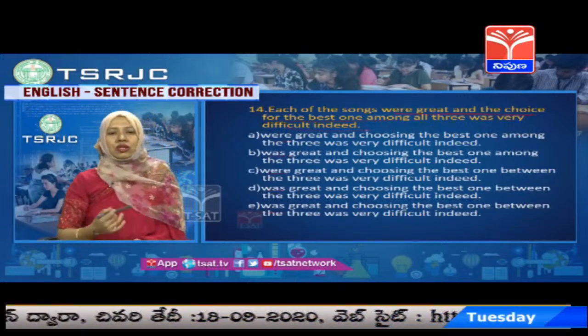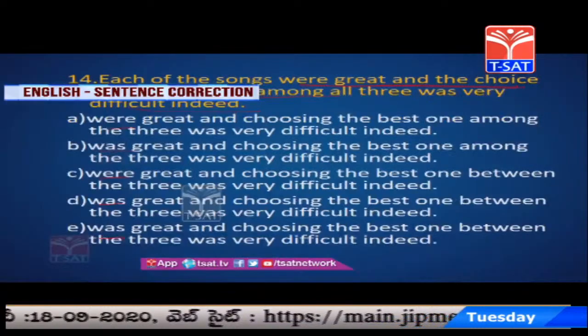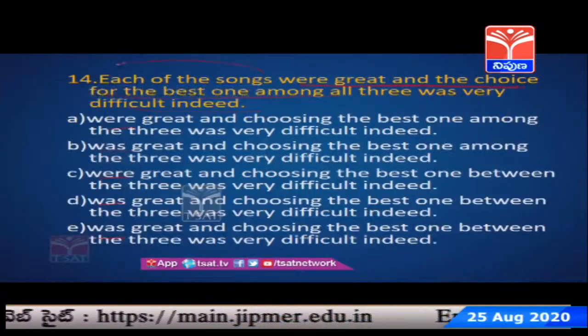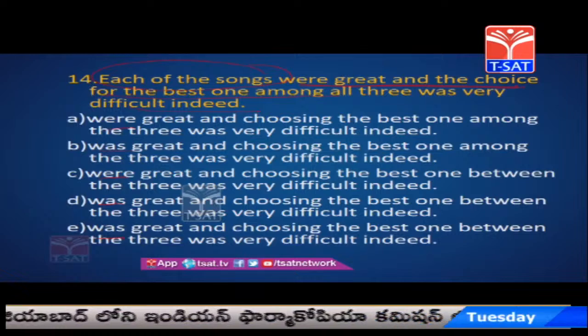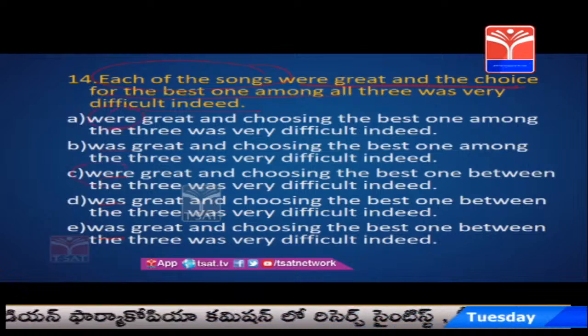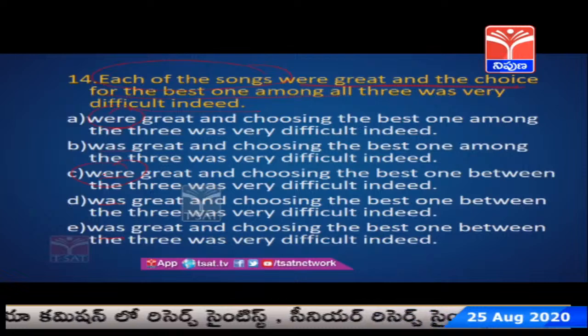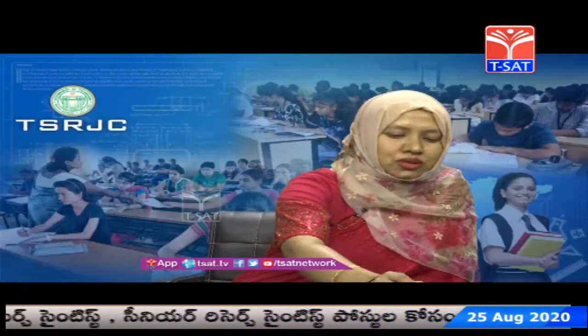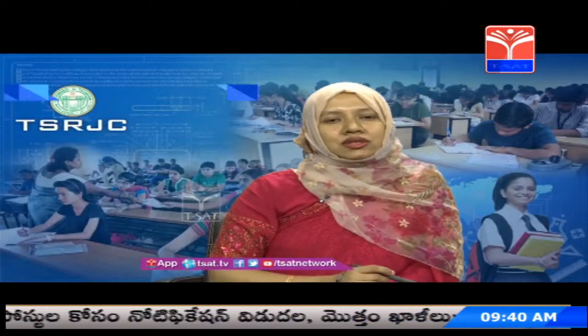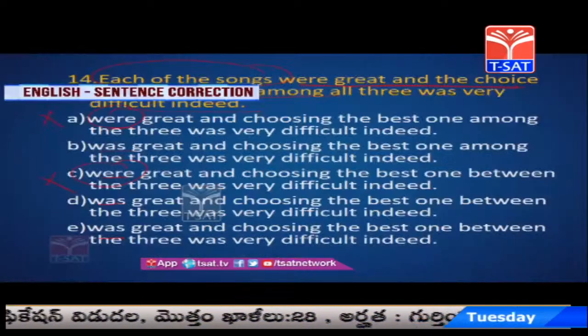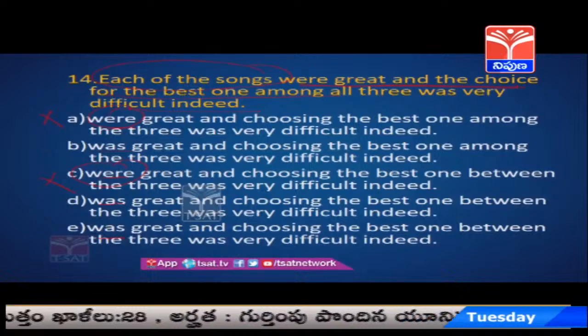Now, how to choose the best option? Each of the songs. Remember the rule when I have explained each. Whenever each is there, the verb should be singular. Singular subject, singular verb. So, we have plural verbs here, 1, 2. In 2 options, plural verbs are given. So, these 2 options you can eliminate. Now, we are left with 3 options. Was is there. Out of these 3, you have to select which one is the correct one.